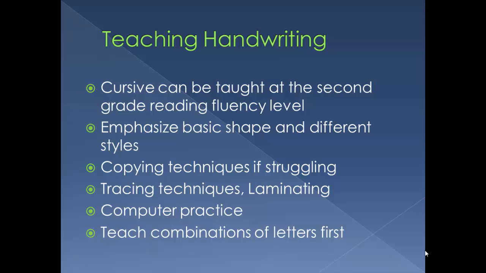Another way that they can do this is through tracing techniques. One way that you can do this is by creating a piece of paper with a letter on it and then laminating it. The student can then take a marker and trace over it. Another technique is through computer practice. Technology is helpful in assisting students in handwriting. One last way is to teach combinations of letters first. When creating words, it is easier to take a couple letters at a time and then move on to the rest of the word.